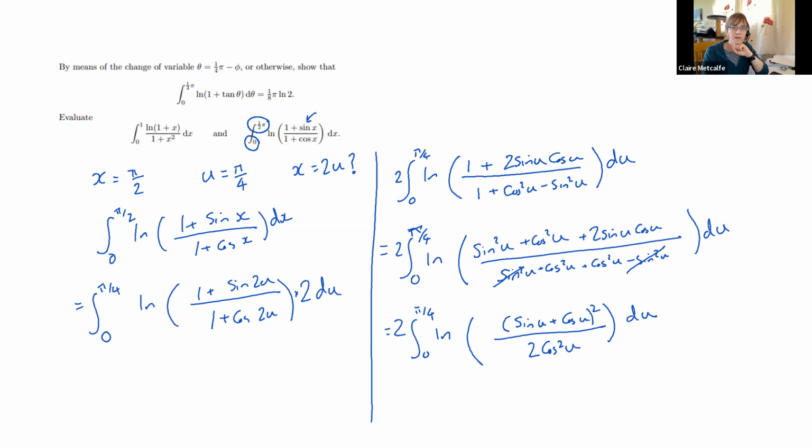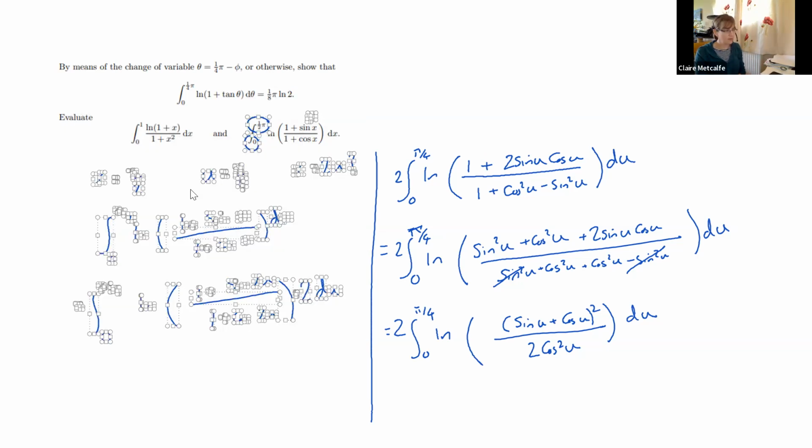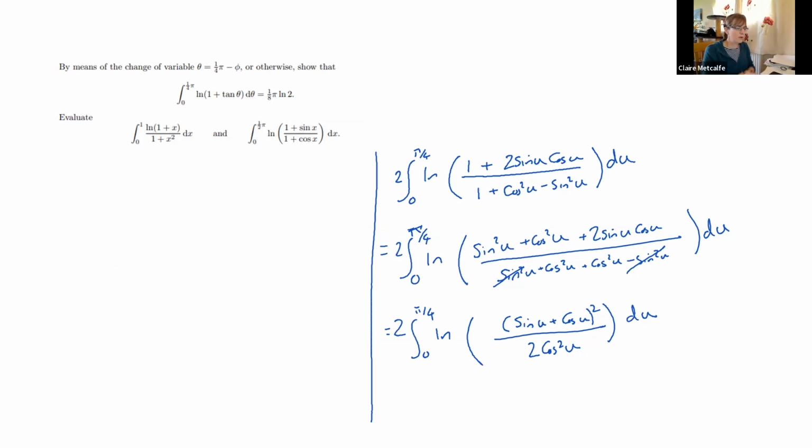Let's get rid of some working. Let's get rid of that lot. So what can we do next? Let's keep that 2 at the front. 0 to pi by 4. We've got log of 1/2 times, and I'm going to now write the square on the outside of this bit, cos u all squared du.